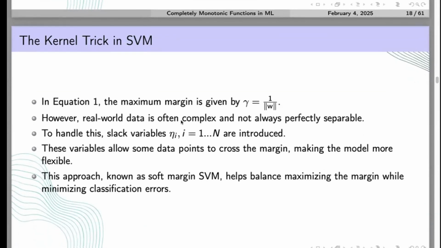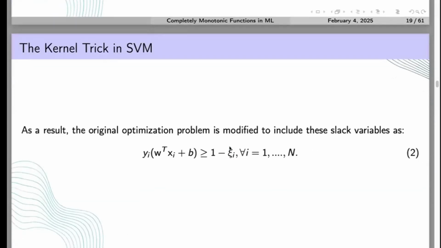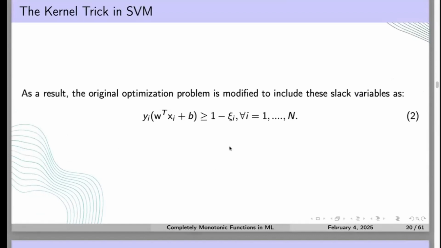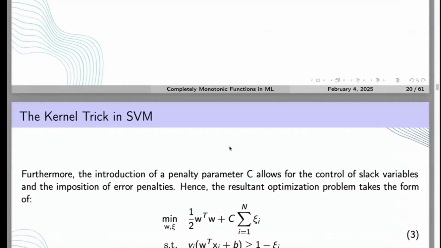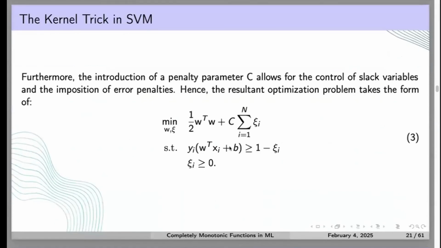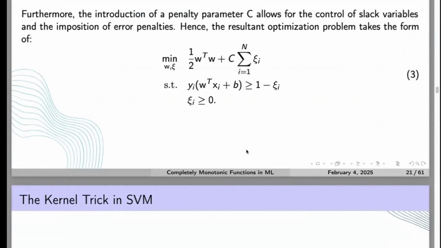However, real-world data is often complex and not always perfectly separable. To handle this, slack variables are introduced. These variables allow some data points to cross the margin, making the model more flexible. We can think of it as allowing some points to go to the other side, from minus to plus or plus to minus. As a result, the original optimization problem is modified like this. Furthermore, the introduction of a penalty parameter C allows the control of these slack variables.